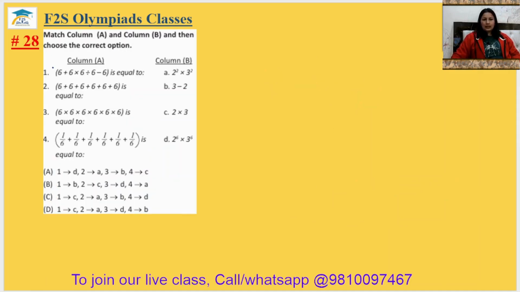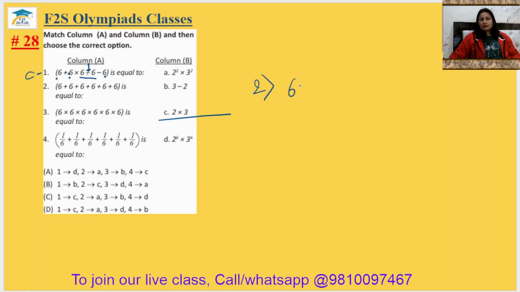Question number 28. Match column A and column B and then choose the correct option. So this 6 divided by 6 is 1. 6 multiplied by 1 is 6, and 6 plus 6 is 12, 12 minus 6, it will be 6 only, and it can be written as 2 multiplied by 3. So 1 will be your C.